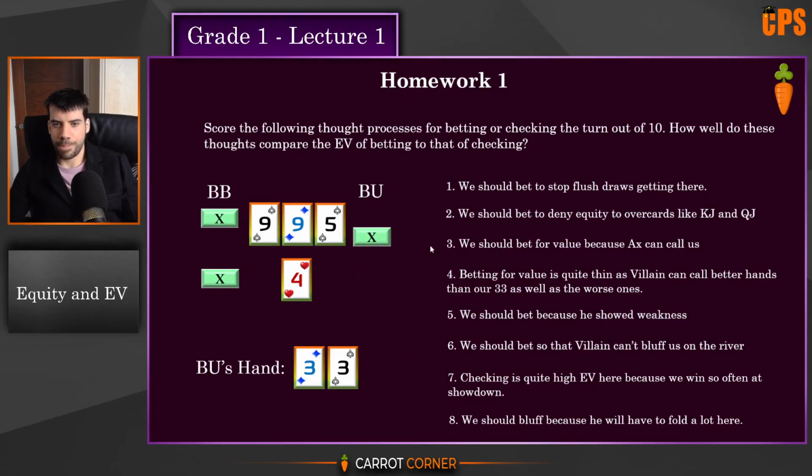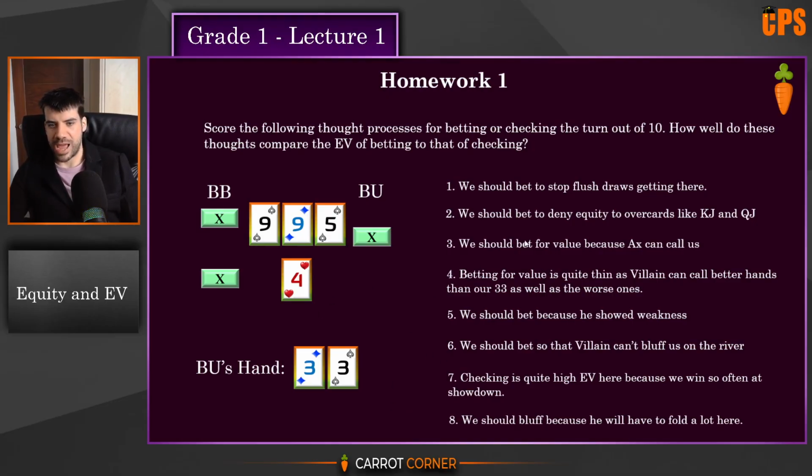So first off, we should bet to stop flush draws getting there. This is a very problematic thing to say, partially because flush draws are not going away when we bet, they're actually going to raise us or they're going to call us, and neither of those things is particularly amazing. Okay, getting called is fine, but getting raised, that could spell the end of the hand for our threes, right? They're not going away, so we can't stop them from getting there, and they don't really encompass that much of villain's range.